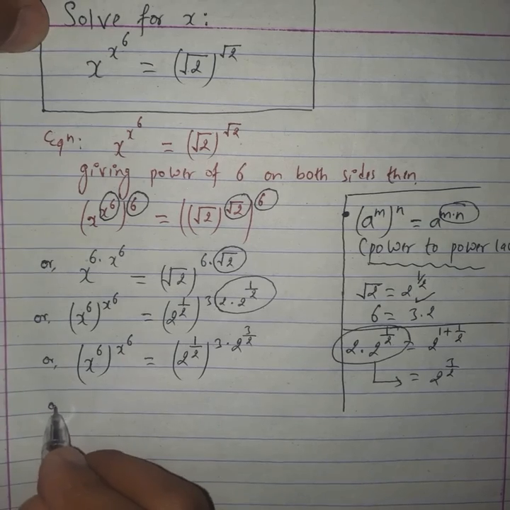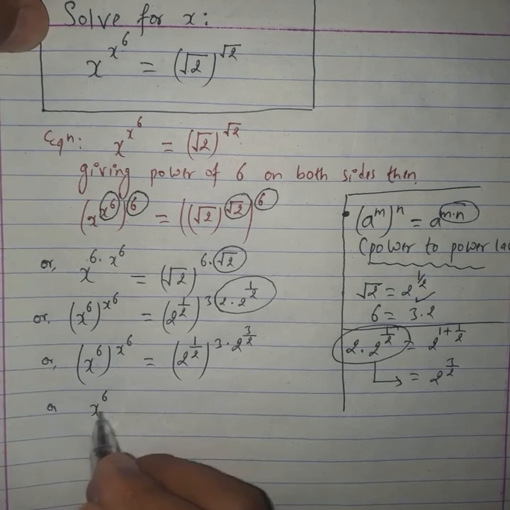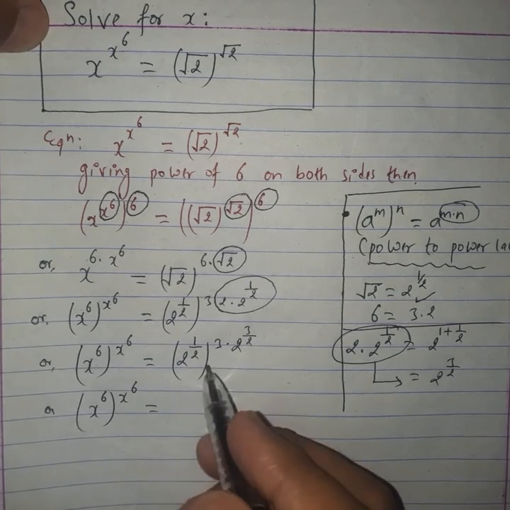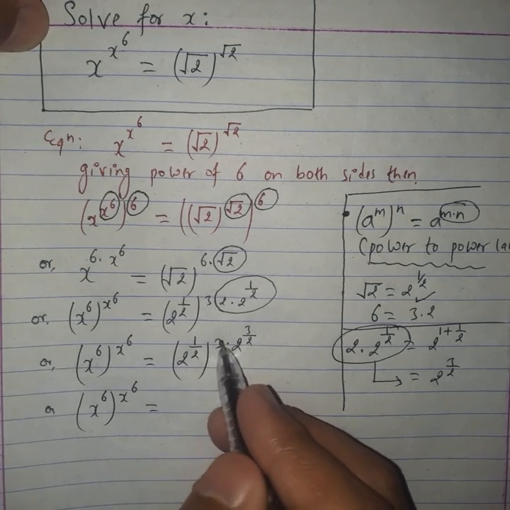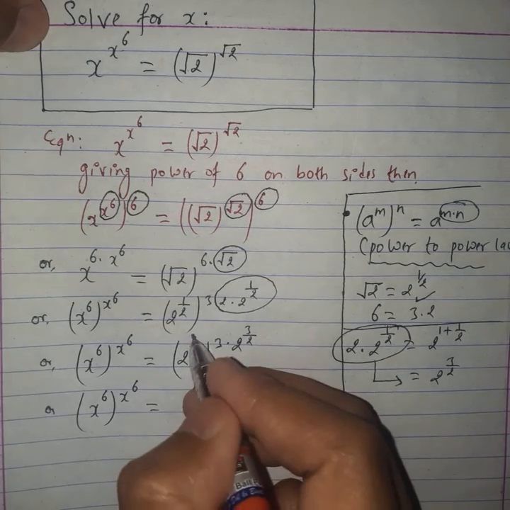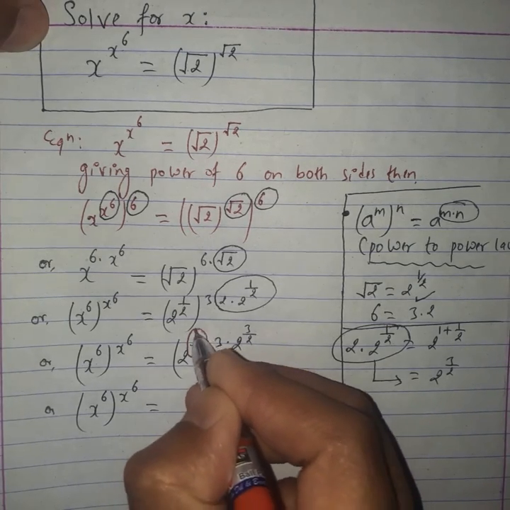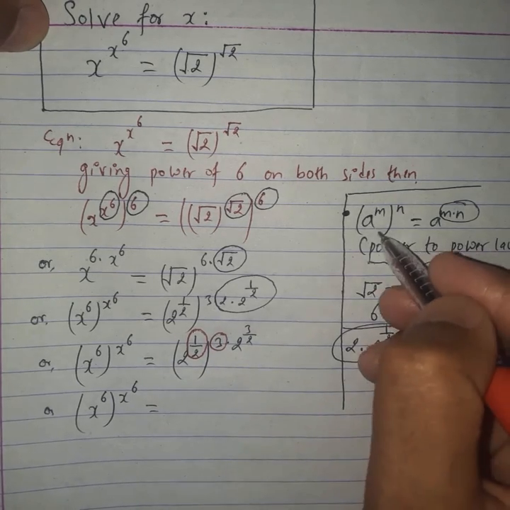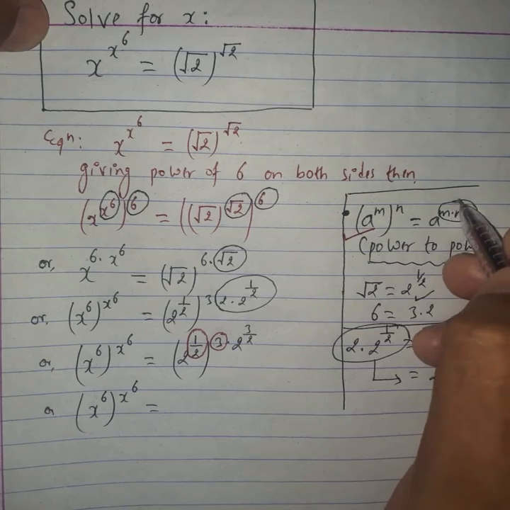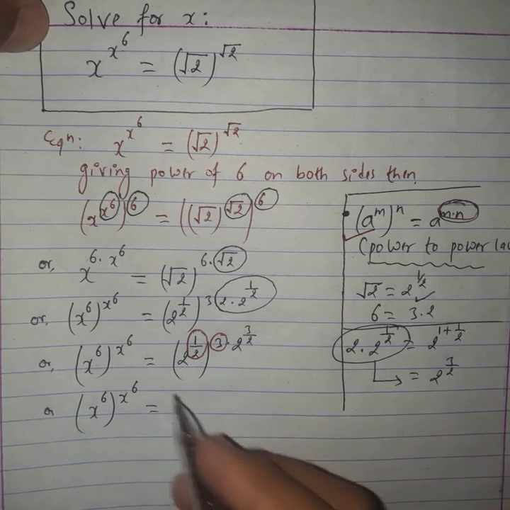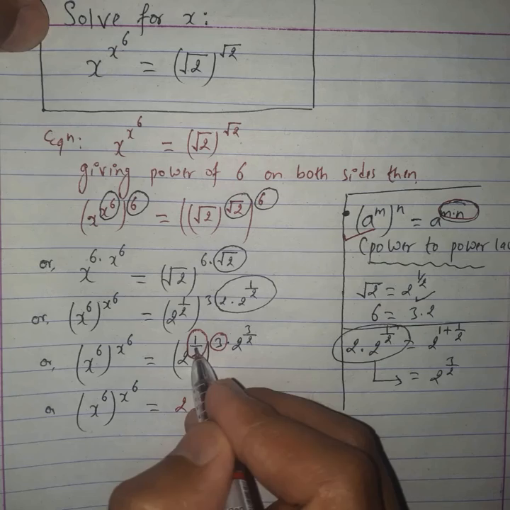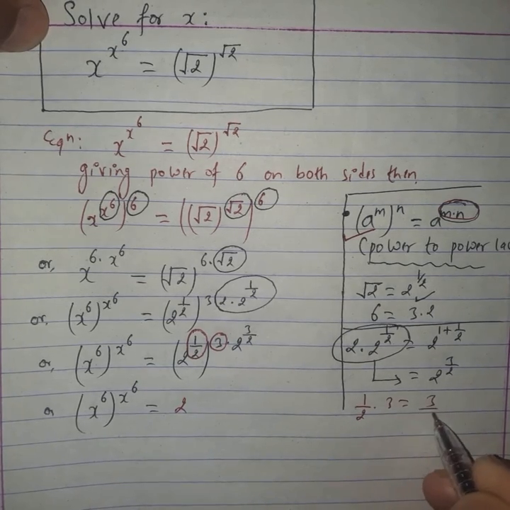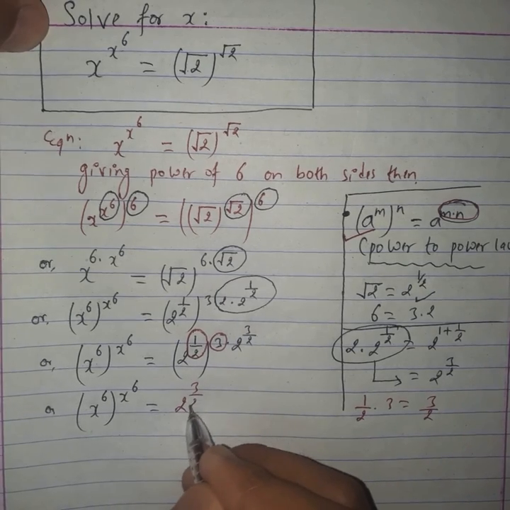Let's simplify it. This can be written as x to the power of 6, which is again raised to the power of x raised to the power of 6. Here let's multiply the powers. One power is 1 over 2, and the next power is 3. Let's multiply by using this property. We can multiply the powers here. So this will be 2 raised to the power of 1 over 2 times 3, which gives 3 over 2.